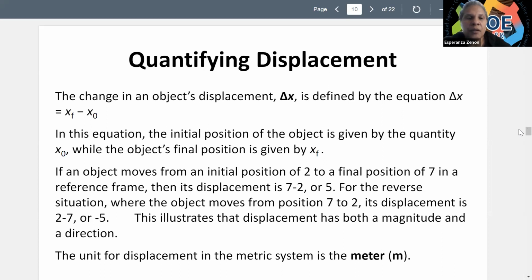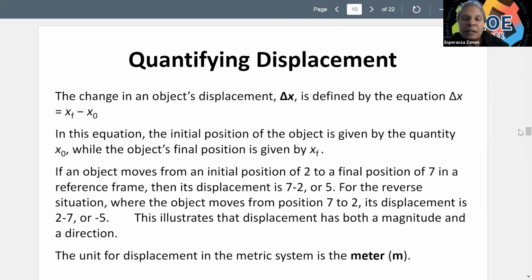Okay. So they give the example here. If an object moves from an initial position of 2 to the final position of 7 in a reference frame, then its displacement is 7 minus 2, or 5. What about the reverse situation, where the object moves from a position 7 down to position 2? That's why I said a number line is really good to visualize this. In this case, since we say final minus start, 2 minus 7, or -5, okay?